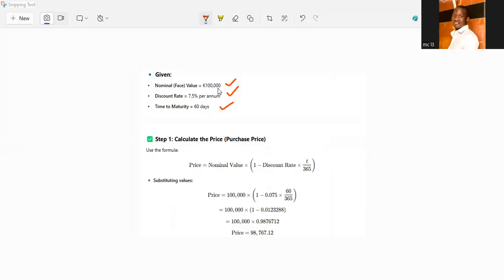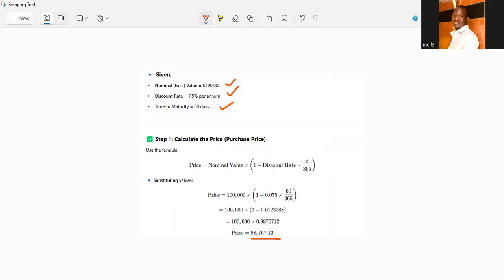Okay. You have a nominal value or face value of 100, the discount rate 7.5, and time to maturity. So this is what you use to calculate firstly the purchase price. So the nominal value 100, 1 minus discount time over. We already talked about how to calculate the price. Okay, so this one will give us a price of what? 98,000, right? So this 98,000 we have it now.